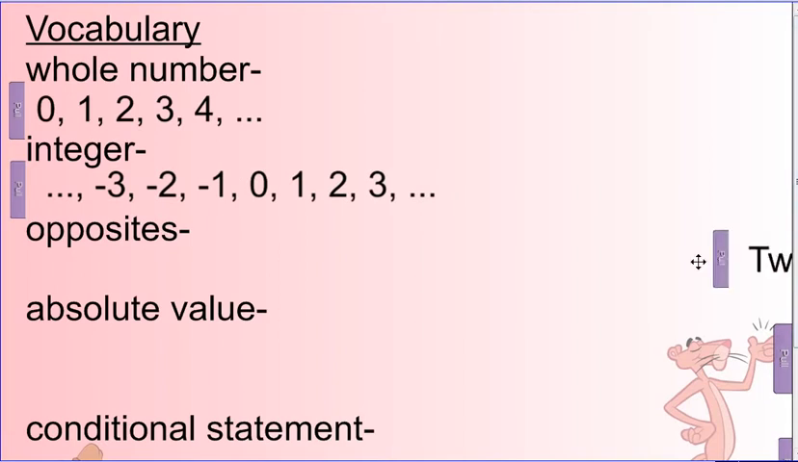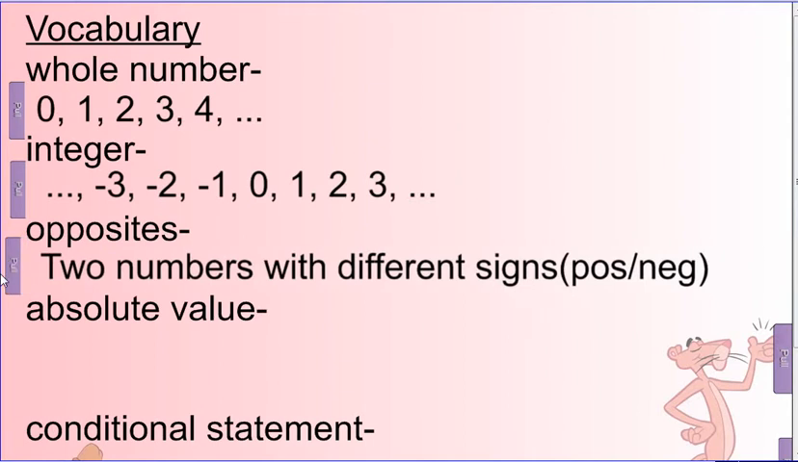Opposites. The opposite of two numbers are the numbers that are two numbers with a different sign. So like a +3 and a -3. Those two numbers are opposites. Or 19 and -19 are opposites.